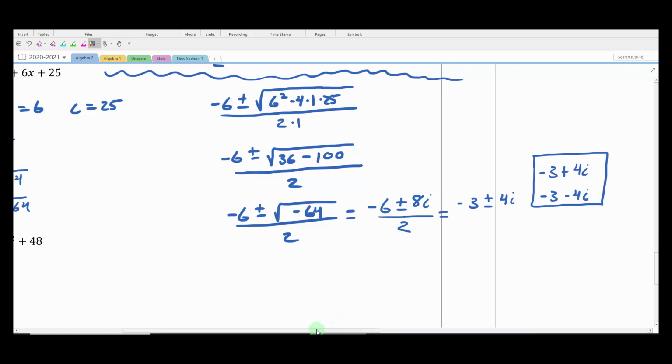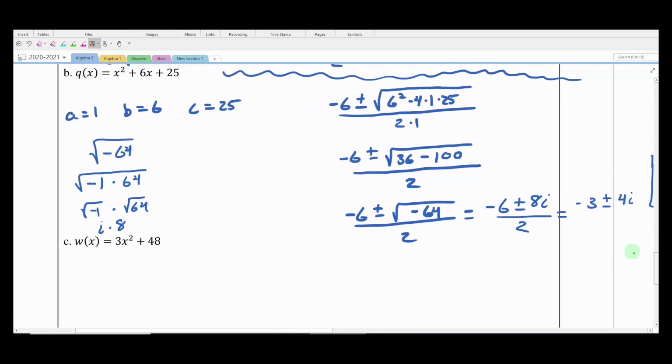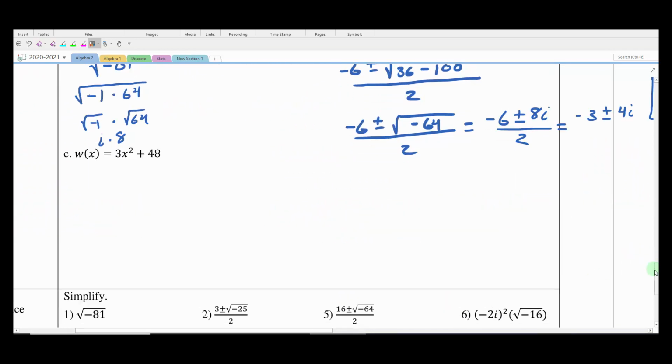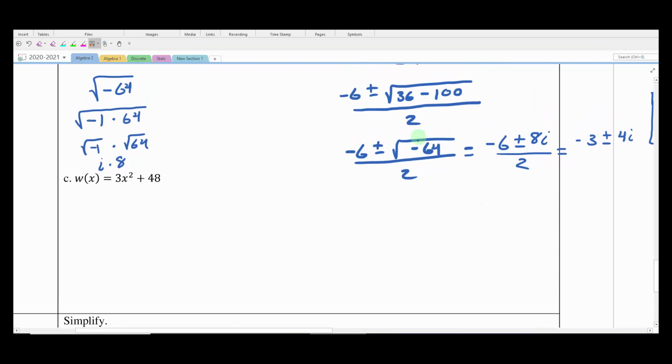Right? So not too bad. It's not too hard to find those complex roots. It's just a matter of making sure that you recognize when you're going to have those complex roots, and that is going to happen whenever you get that negative inside of the square root. All right. So we're going to do it one more time.